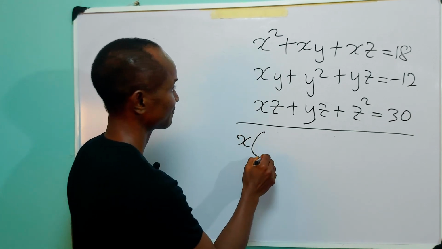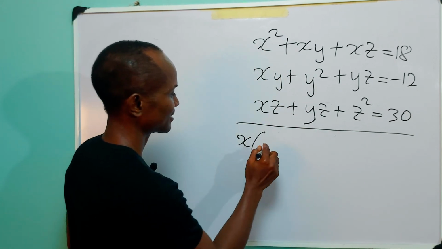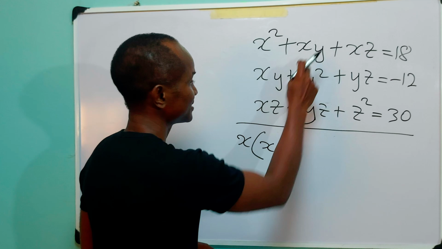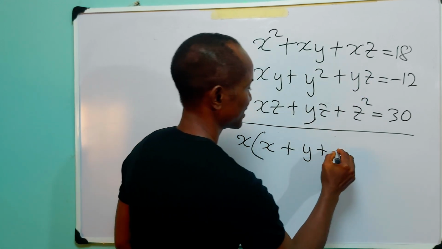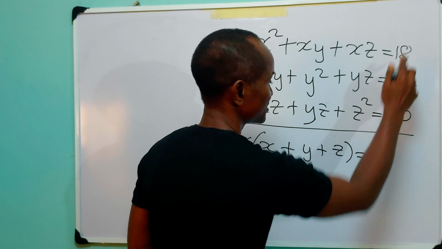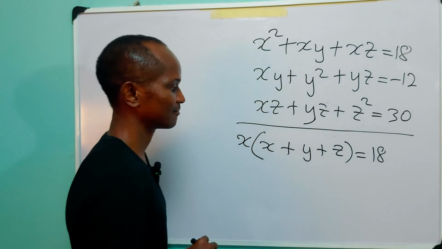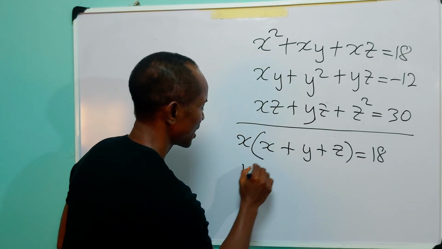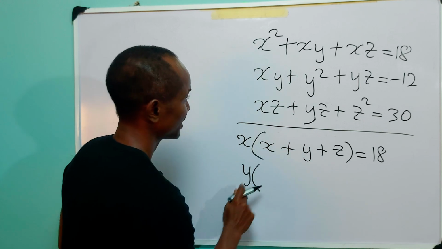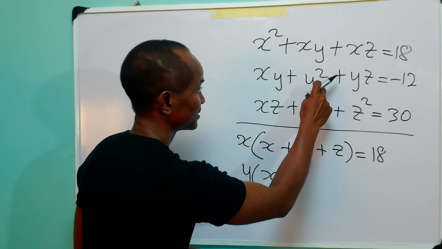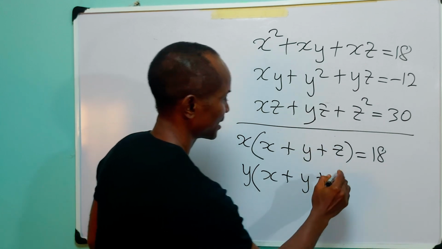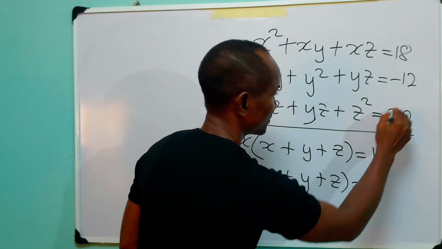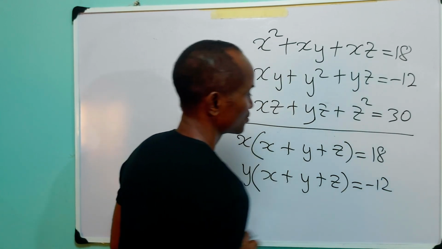Here we have x. This divided by x is x. This divided by x is y. And this divided by x is z. And of course, this is equal to 18. In the second line, we have y. This divided by y is x. This divided by y is y. And this divided by y is z. And once more, this is equal to minus 12.